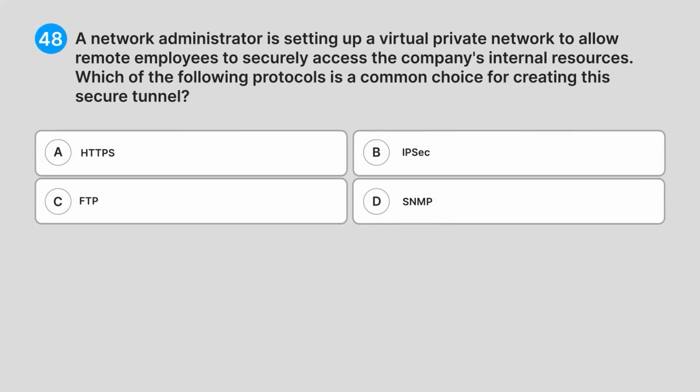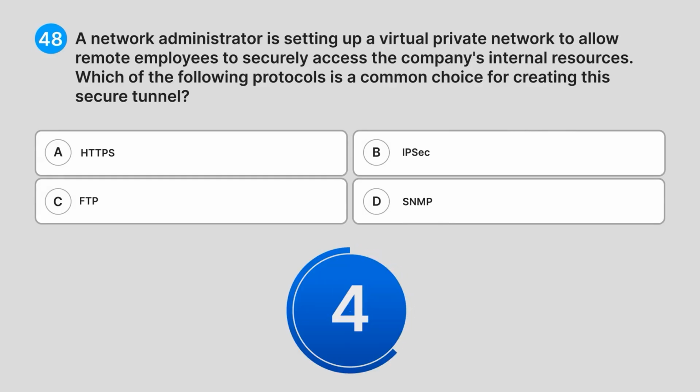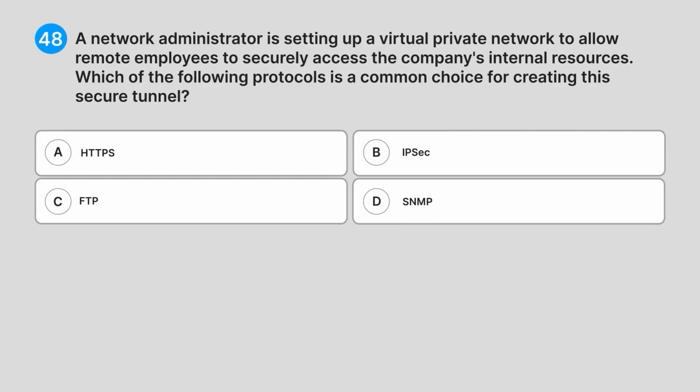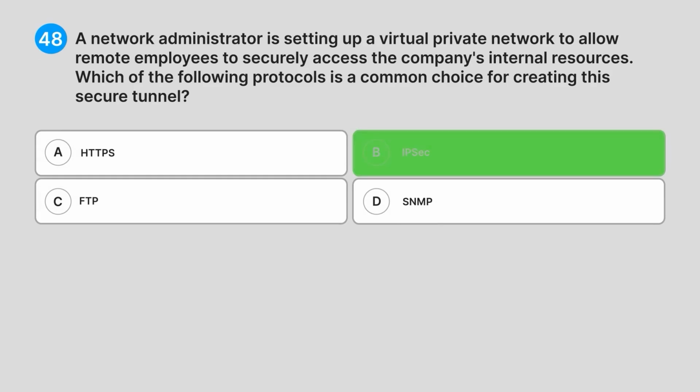48. A network administrator is setting up a virtual private network to allow remote employees to securely access the company's internal resources. Which of the following protocols is a common choice for creating this secure tunnel? A. HTTPS, B. IPsec, C. FTP, D. SNMP. Do you know the answer? Correct answer, B, IPsec.